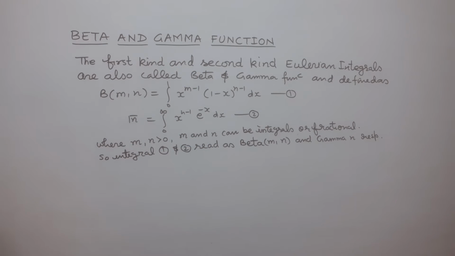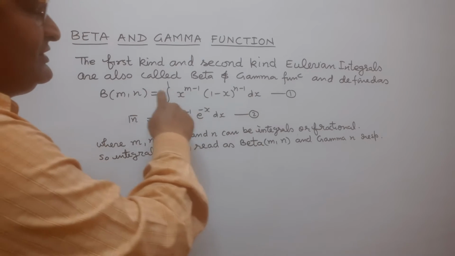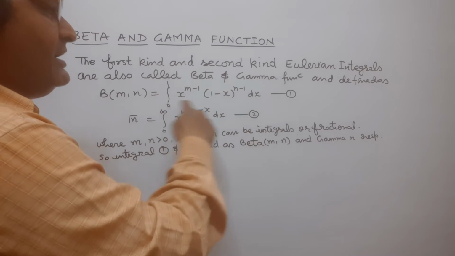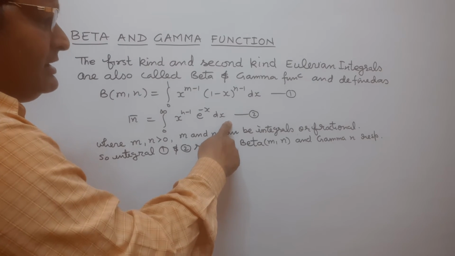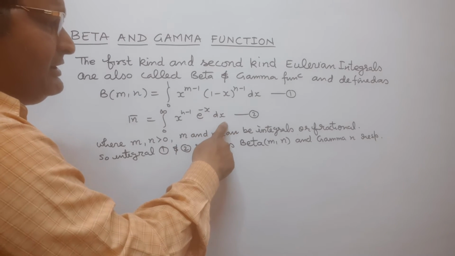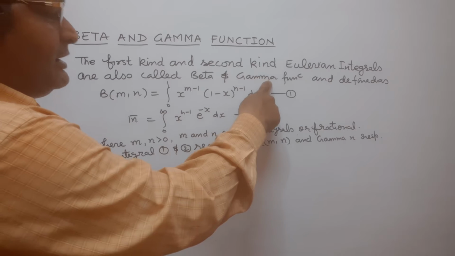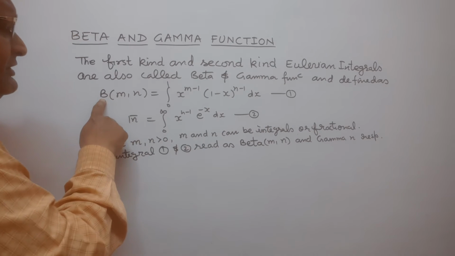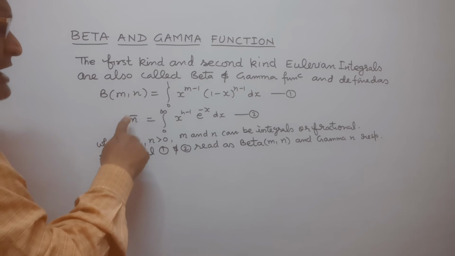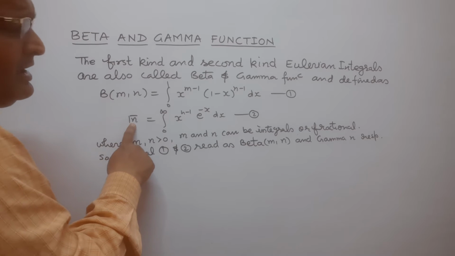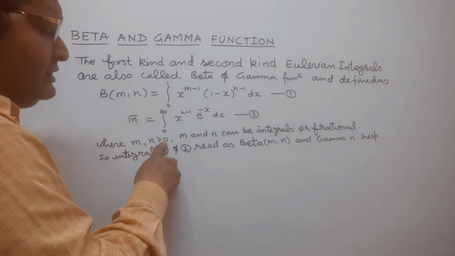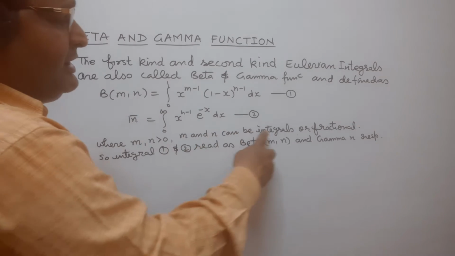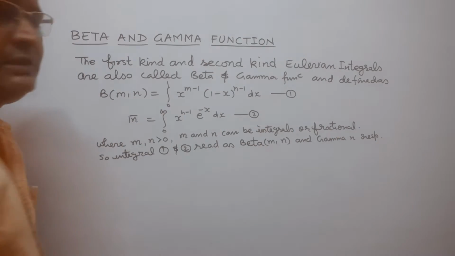You can see these integrals, first and second: first is the first kind Eulerian integral and second is the second kind Eulerian integral. These Eulerian integrals are called beta and gamma function. The beta function is read as beta m, n and the gamma function is read as gamma n, where m and n both are greater than 0. m and n can be integers or fractionals.